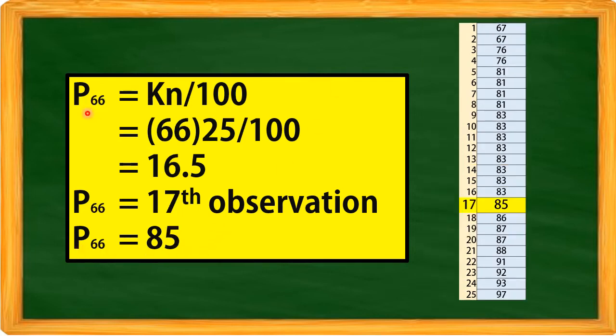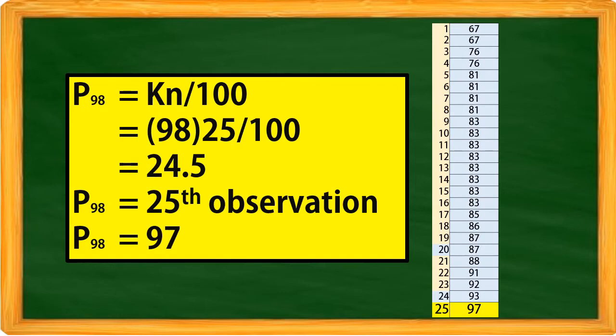83. Next po is the percentile 66 is equal to Kn divide 100. So 66 times 25 divide 100 is equal to 16.5. Round off po natin yung 16.5, magiging 17. Therefore, percentile 66 is the 17th observation in the arrangement of scores. Tingnan natin dito sa scores, ang pang 17 is 85, kaya percentile 66 is equal to 85.